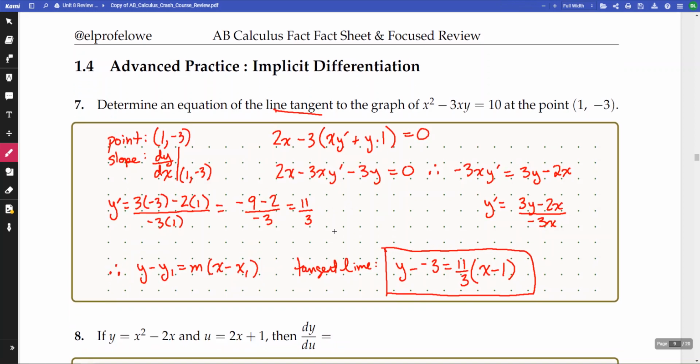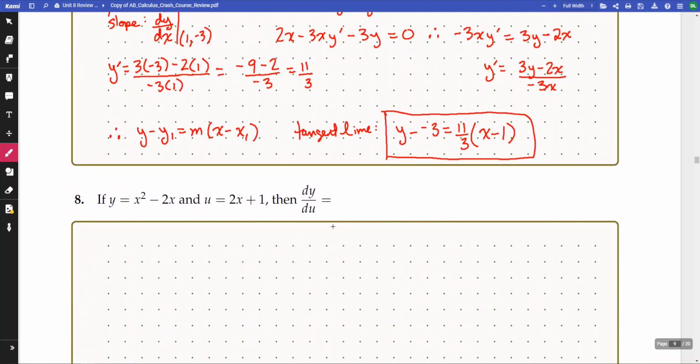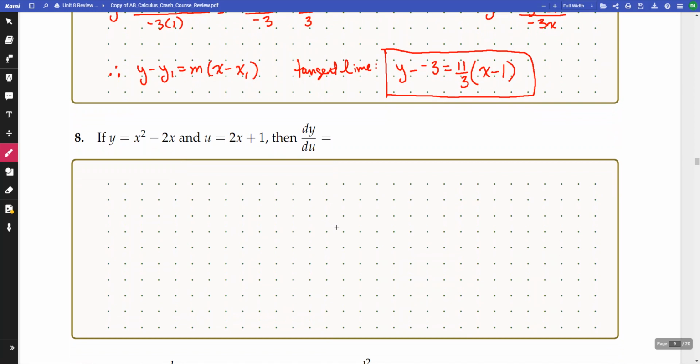Okay, let's look at another example. Look at this. We have differentiation, but now we have this with u's, right? And we're being asked what is dy/du. We have y is equal to x squared minus 2x, u is equal to 2x plus 1. So what is dy/du?